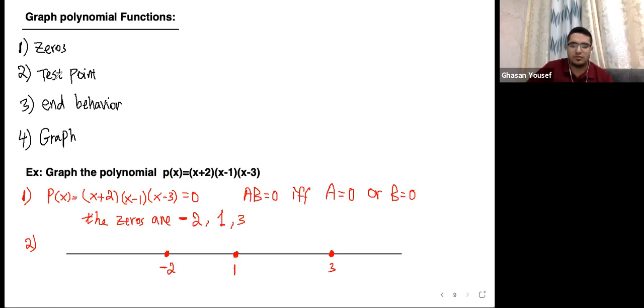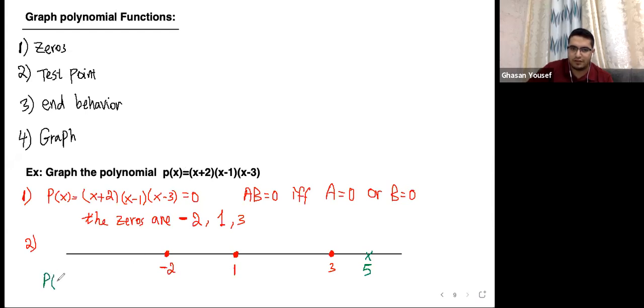Now we have to test the point. This means I have to pick any number greater than 3. What number would you like to use greater than 3? Pick any number greater than 3 and plug it into b of x and check what the sign is. Is it positive or negative? For example, 5. Okay, I'm going to take the 5, like Safe said. Plug this 5 into b of x.